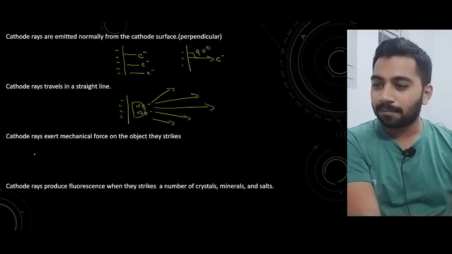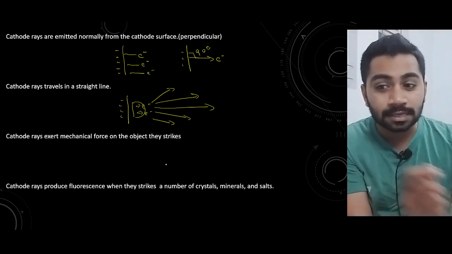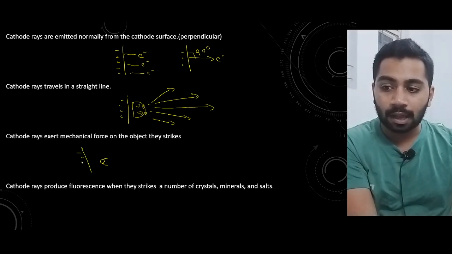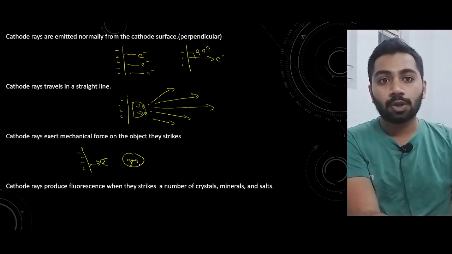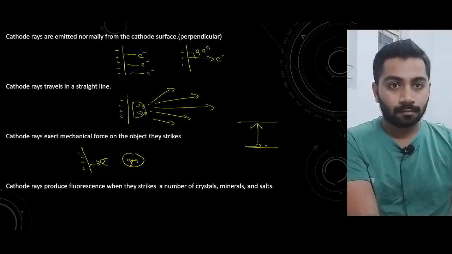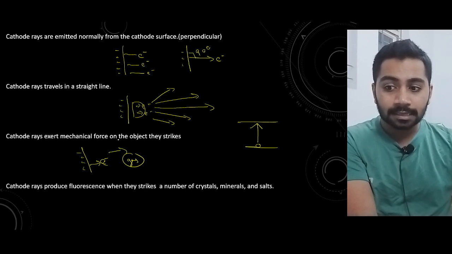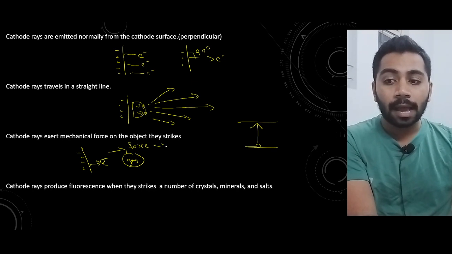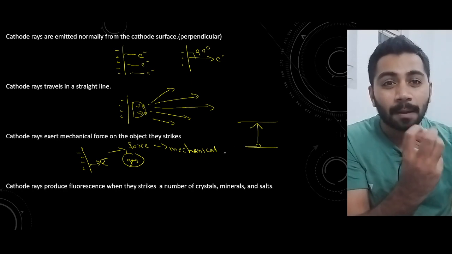I'm always super. Yeah. Next property: cathode rays exert mechanical force on objects. Just now, in the last class, we discussed that when a cathode ray, which means electrons, collides with a gas molecule, it makes the gas molecule go from a lower level to a higher level, which means it is acting with some force. That force we call mechanical force. Mechanical means making something do some work.